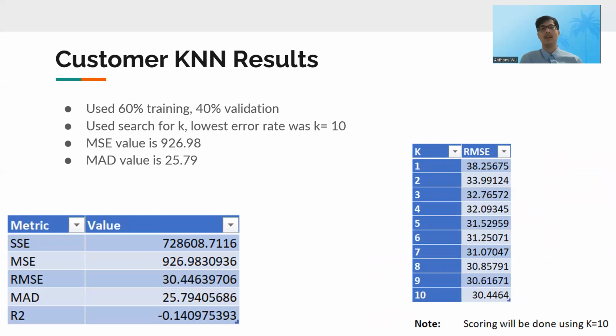Now, for the customer data set, the KNN results were that, before getting to the results, actually, we use 60% training and 40% validation as usual. And we use search for K. When we search for the best K with the lowest error rate, it showed up as K equals 10, which means that the data set did require a lot of smoothing. The MSE value for KNN was 926.98, and the MAD value turned out to be 25.79.